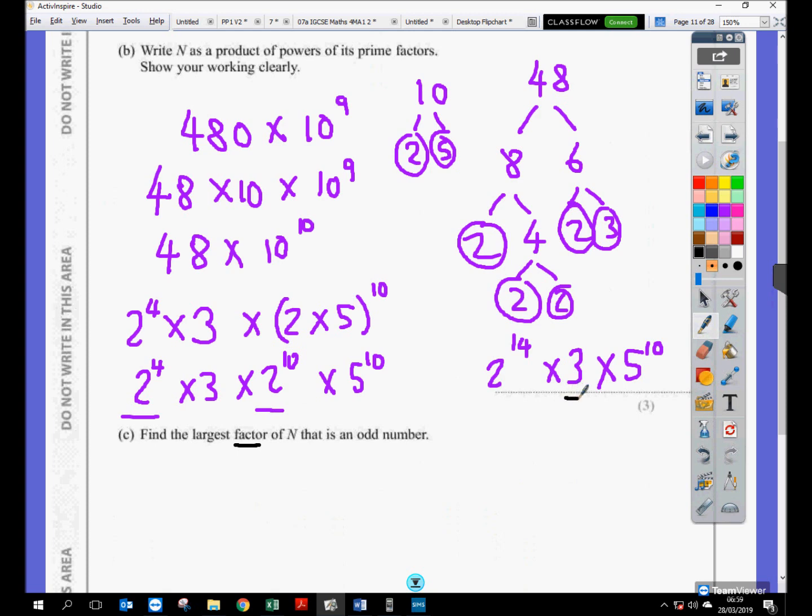So we have two odd numbers here. We have 3 and 5 to the power of 10. 5 to the power of 10 will be an odd number. What we're doing here is multiplying two odd numbers together, and the largest odd number that's going to divide into n will be 3 times 5 to the power of 10. That's the answer.